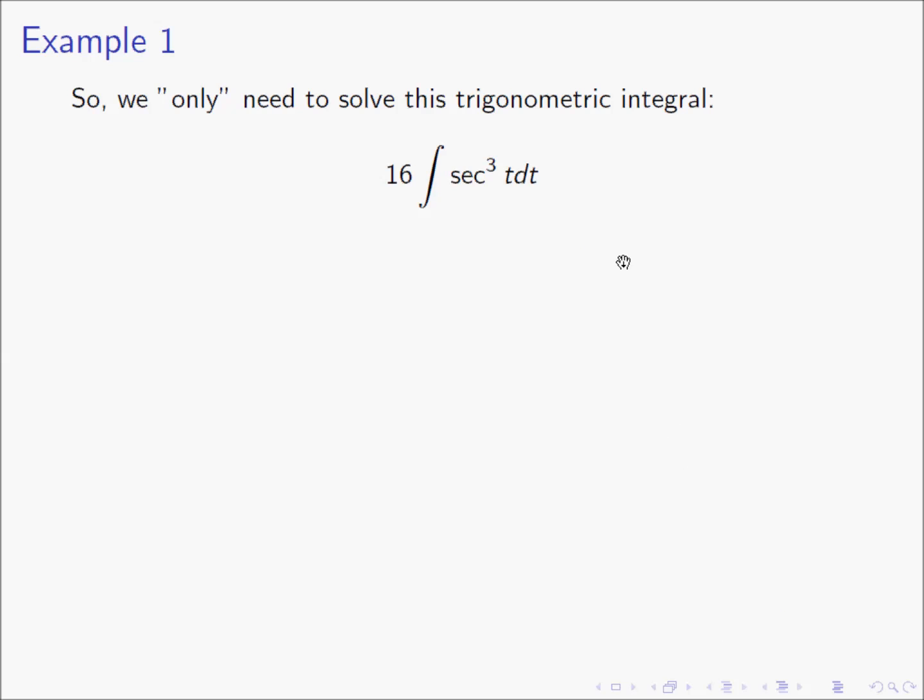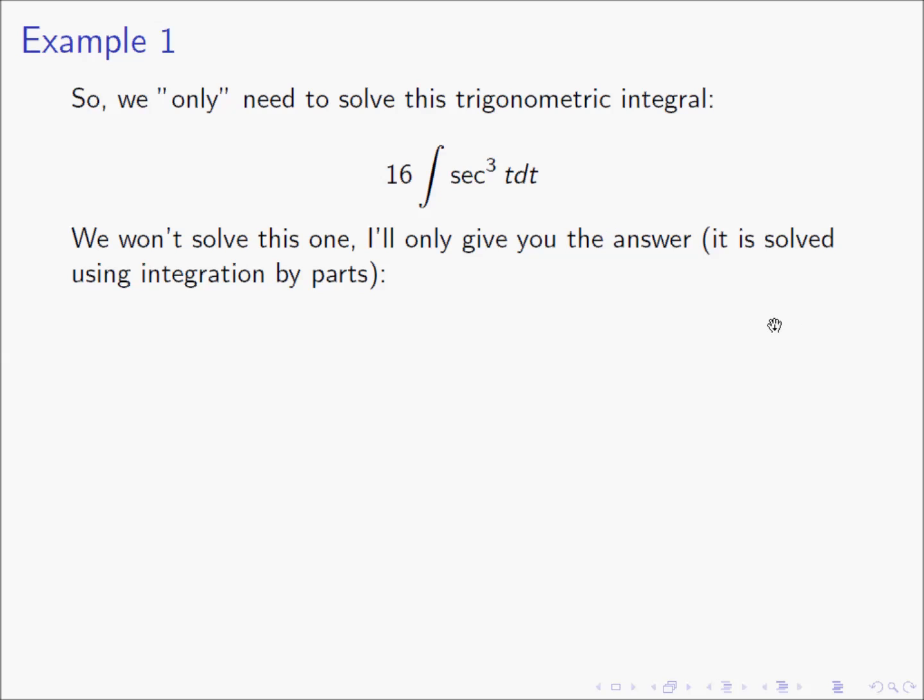So our problem reduces to solving this trigonometric integral, the integral of secant cubed of t. I don't know if you have already solved this integral, but this is not an easy integral. It is normally solved using integration by parts. This is not a video on integration by parts, so I'll only give you the answer. And the answer is this one. It is very long and complicated because I think you need to use integration by parts twice or something like that. So this is the answer.